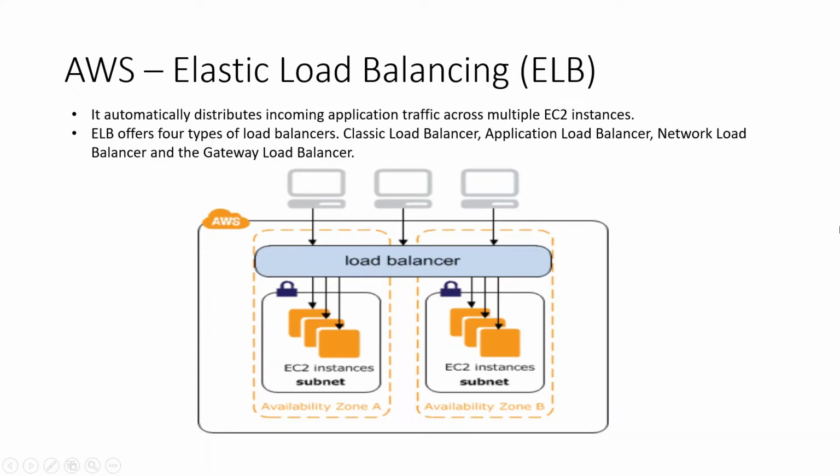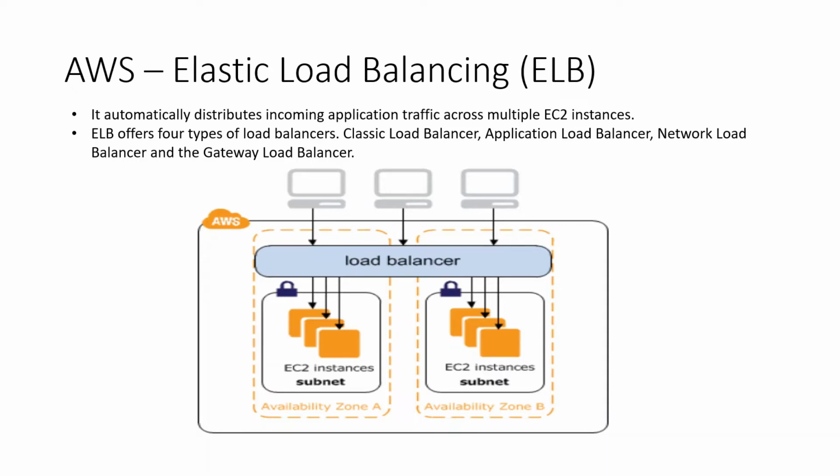Next, we take a look at ELB, which stands for Elastic Load Balancing. Let's say you have your application running on multiple EC2 instances, and you need a load balancer to balance the load across all the instances. So Elastic Load Balancer is the one which you can use. It automatically distributes incoming application traffic across multiple EC2 instances.